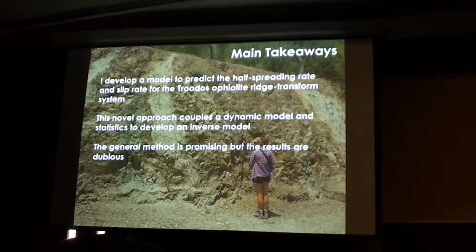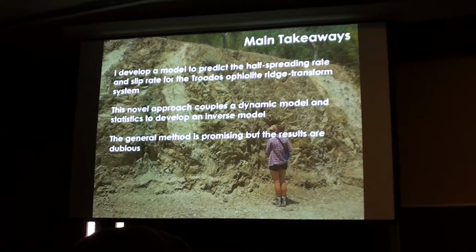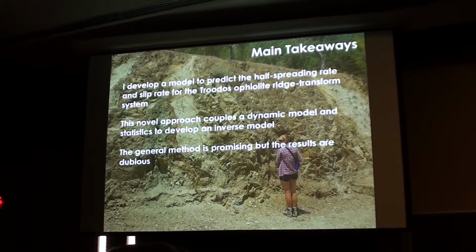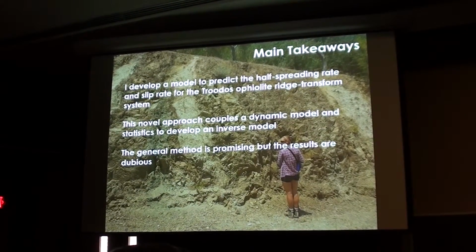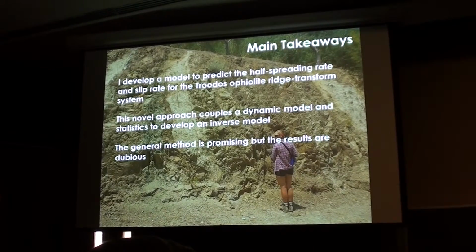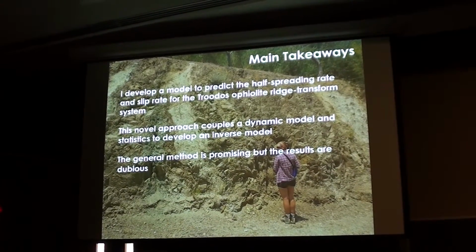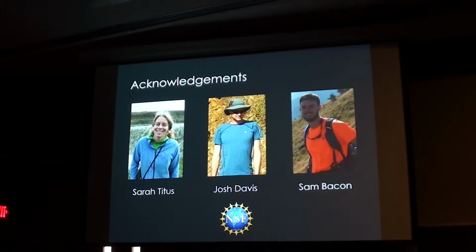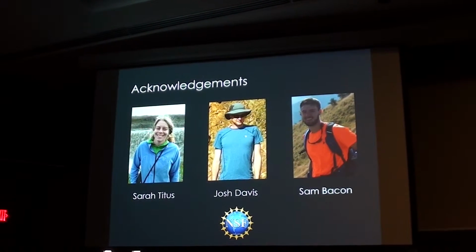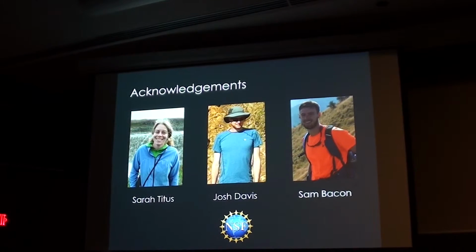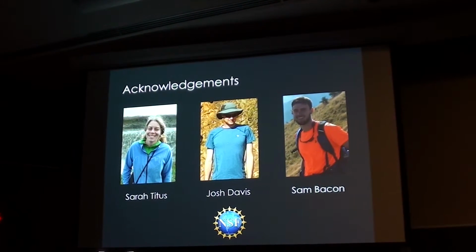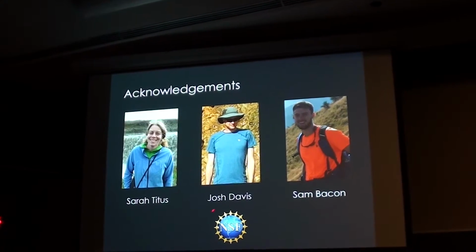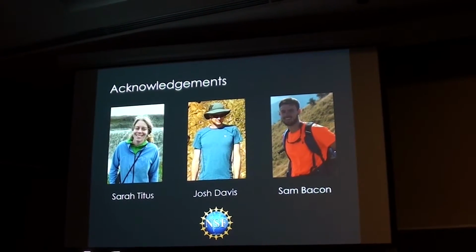So back to the main takeaways. I developed a model to predict the half spreading rate and slip rate for the Trotus ophiolite ridge transform system. This approach coupled a dynamic model and statistics to develop an inverse model, and the general method is promising, but the results are dubious. I would like to thank Sarah Titus and Josh Davis for advising me through this process, Sam Bacon for providing some of the code and foundational work that I used, and also NSF for the grant that allowed me to do this research.